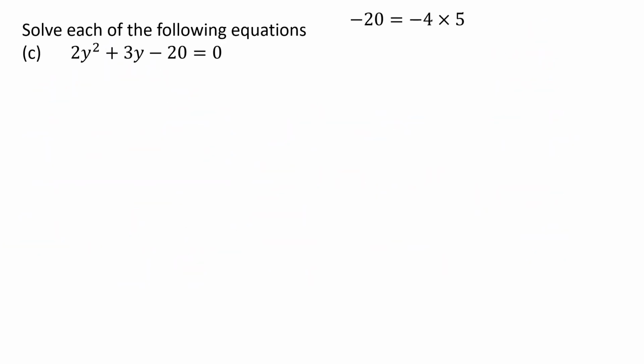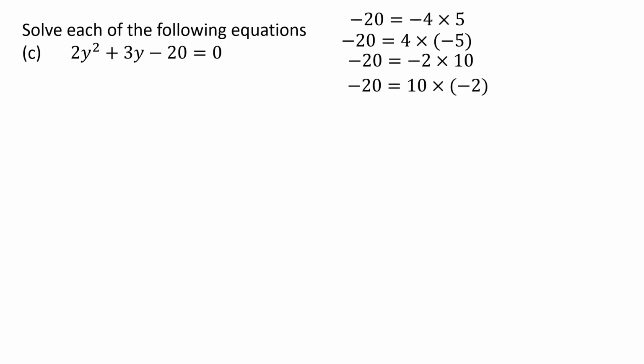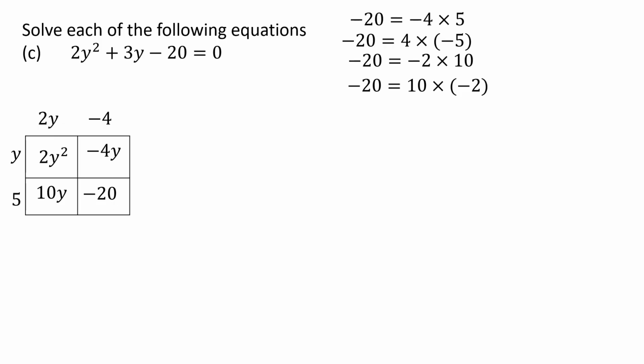Right, let's look at the next example. Supposing we are asked to solve the equation 2y squared plus 3y minus 20 equals to 0. So negative 20 can be written as negative 4 times 5, 4 times negative 5, negative 2 times 10, or 10 times negative 2. Right, so let's start off with having a box, and then let's put everything in the correct position. I'm using this option first, where I put my 5 here and negative 4.